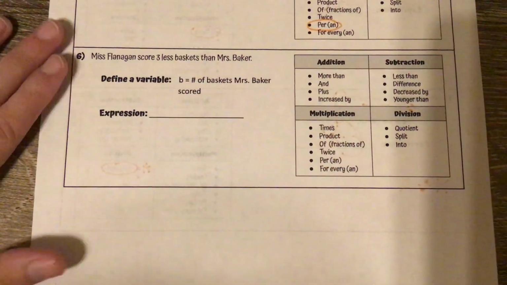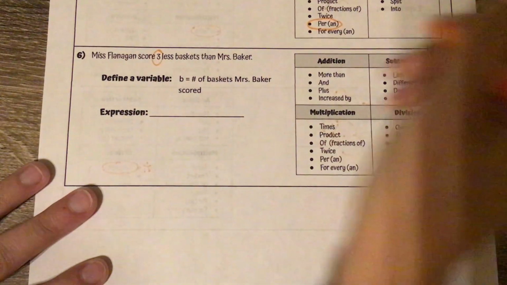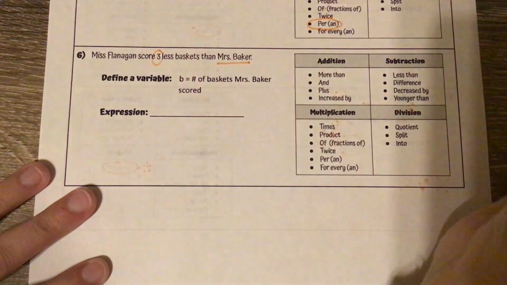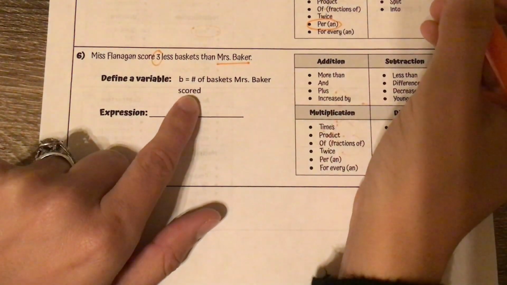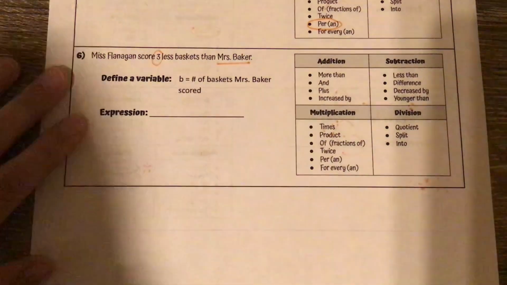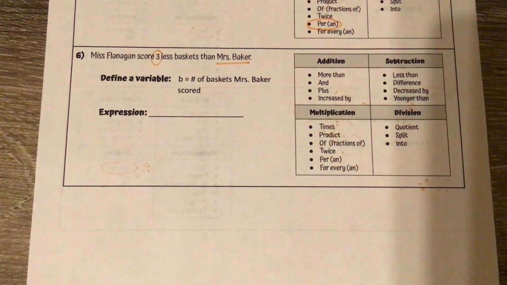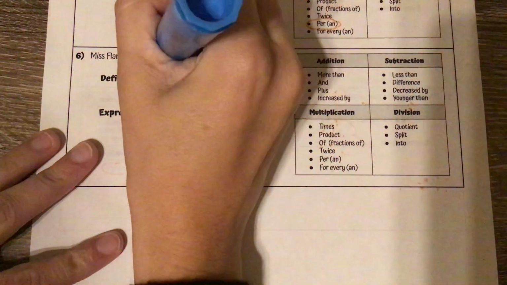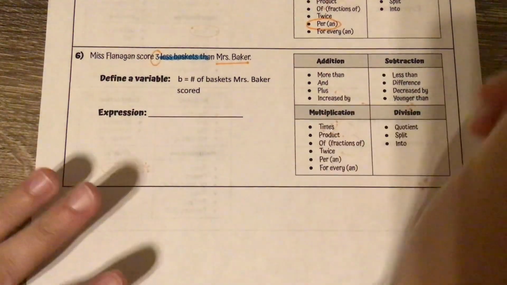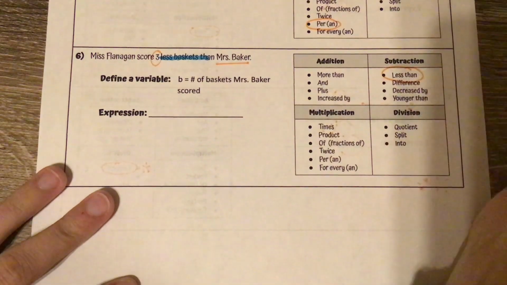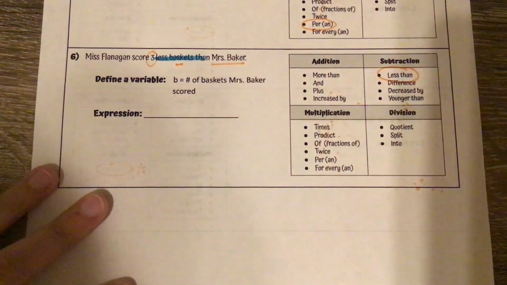And the last one, Miss Flanagan scored 3 less baskets than Mrs. Baker. So we don't know how many Mrs. Baker scored. That's our unknown. B equals the number of baskets Mrs. Baker scored. And then our key word, kind of like in number 4, it's split up a little bit, less baskets than. So less than, which we circle over here in our subtraction category, means we are subtracting here.